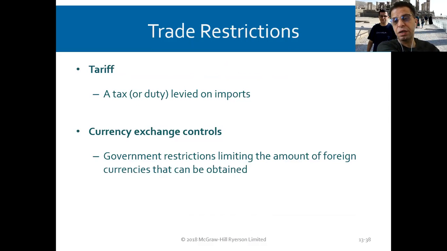A tariff is a tax or a duty on the import. They put it on the import. In the case of currency exchange control, the government puts restrictions limiting the amount of foreign currency that can be obtained. So you're not allowed to get more than $100,000. So all you can buy is $100,000 of goods and bring them in. The other option is that they lower their currency value.